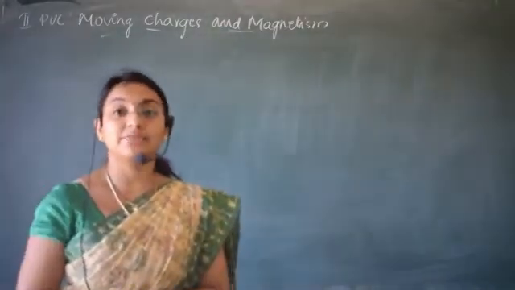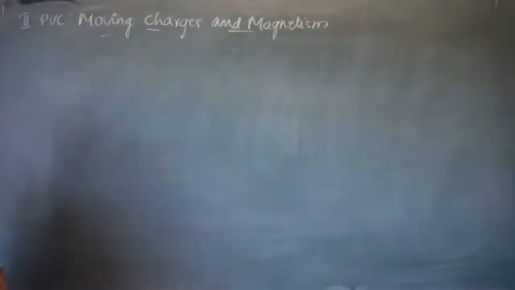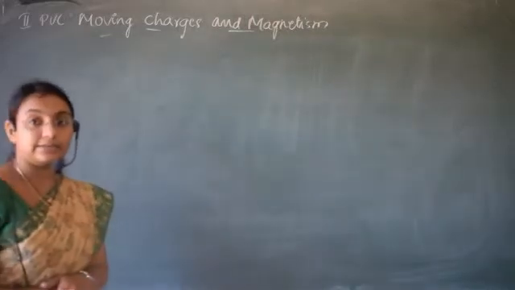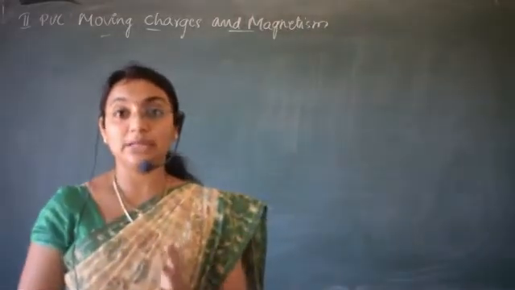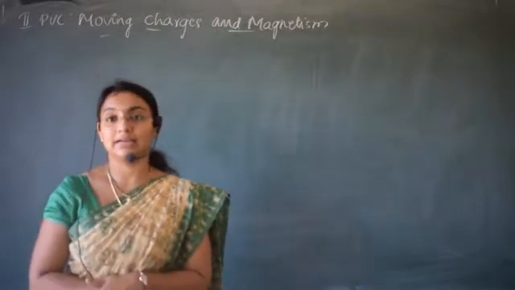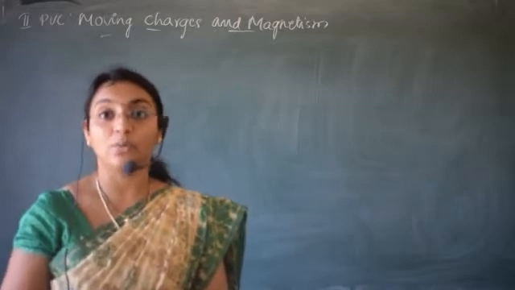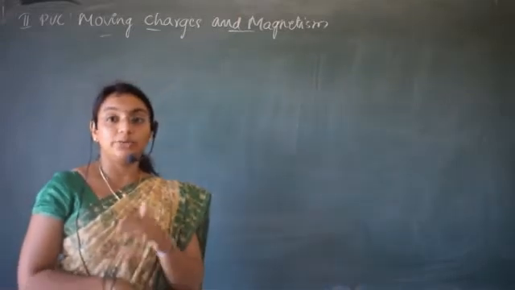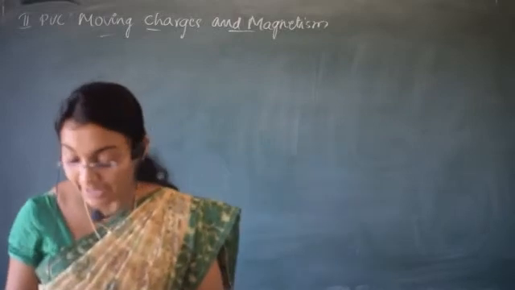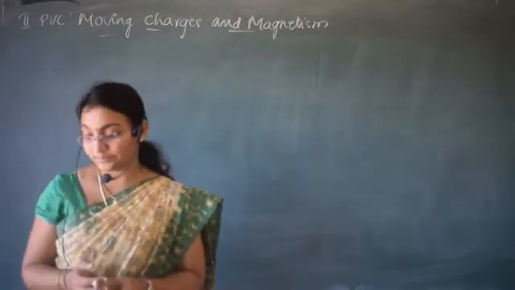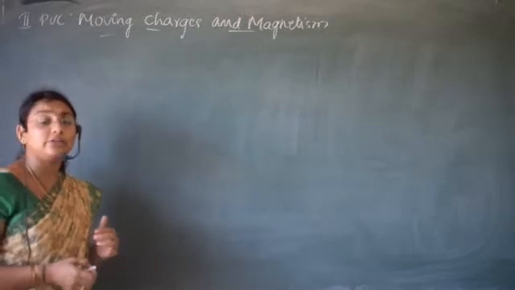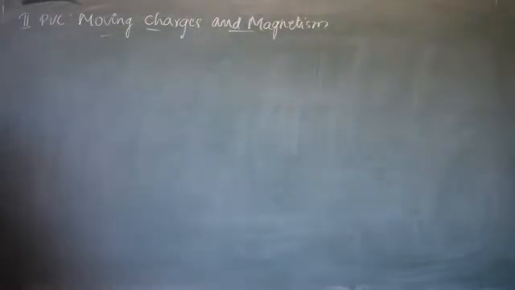In our previous class we have learnt about the force between two parallel conductors carrying current. And we have also learnt about the definition of the current or 1 ampere. Correct? So in today's class we are going to learn about the expression for the torque acting on a rectangular coil or a loop which is carrying current in a magnetic field.